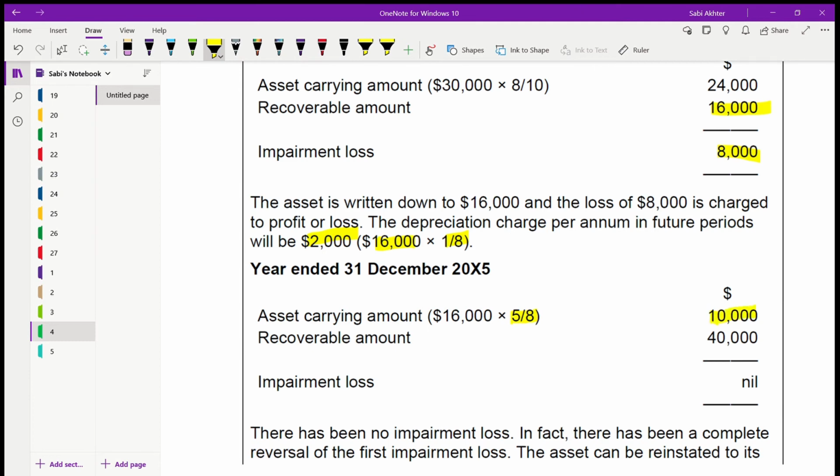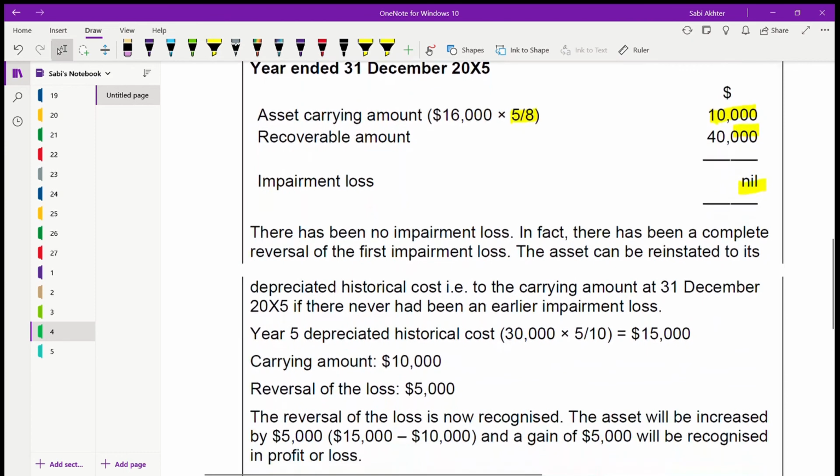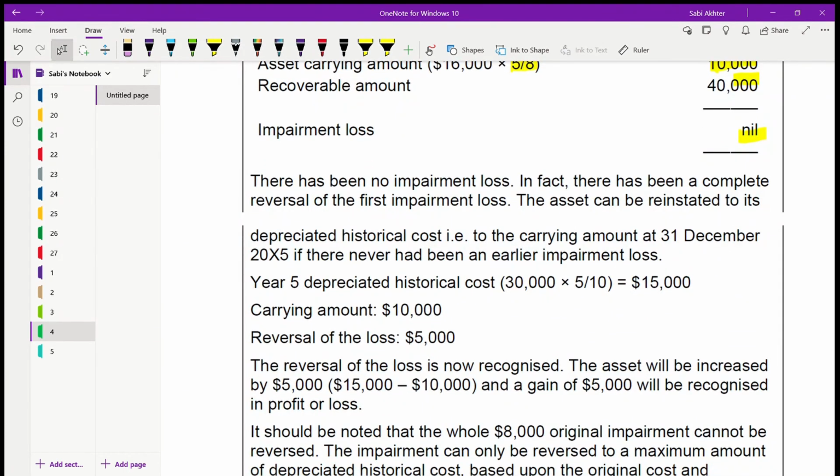Then the recoverable amount is now 40,000, so there's no impairment loss. Okay. Now how do you need to work this out? Because there's no impairment loss, that means completely you have to reverse the first impairment loss, to what? To the carrying amount at 31st December 2005.